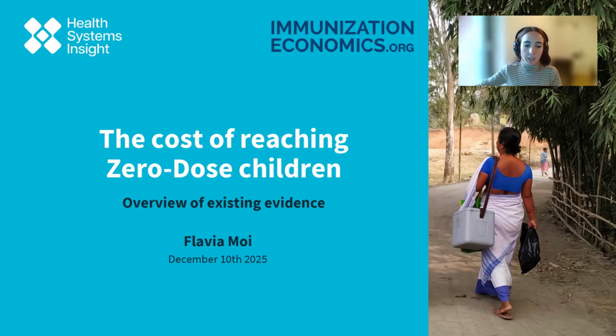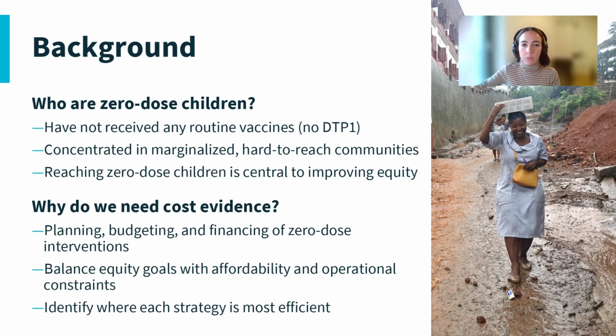So today I will be sharing an overview of the existing evidence on the cost of reaching zero-dose children based on a synthesis we conducted earlier this year. So first of all, who are zero-dose children and why do we need to know how much it costs to vaccinate them? Zero-dose children are those who have not received any routine vaccines, which is they're usually identified as not having received the first dose of DTP-containing vaccines by the first year of life.